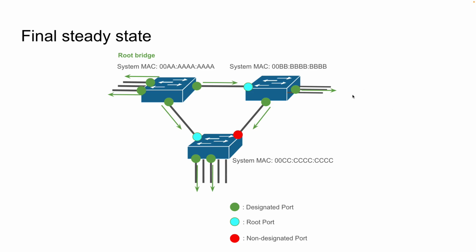So this is the final steady state of our simple network containing these three switches. Only one interface is blocked because it remains non-designated. There are designated ports, root ports on non-root switches, and only designated ports on the root bridge, because the root bridge is a central point in the network, and it is also a reference point.